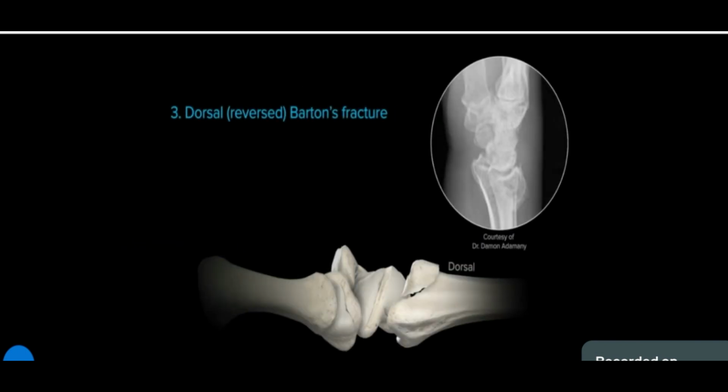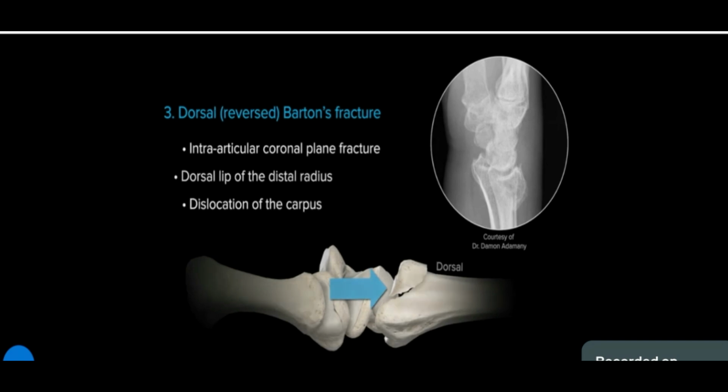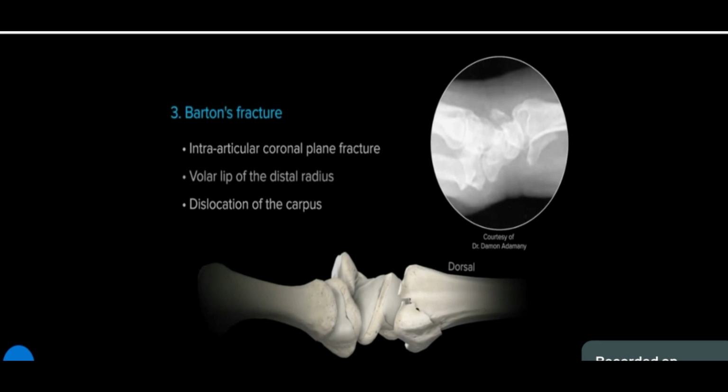The dorsal, or reversed Barton's fracture, is an intra-articular coronal plane fracture of the dorsal lip of the distal radius, with dislocation of the carpus along with the fragment. Barton's fracture occurs with the wrist in palmar flexion and involves the volar lip. Barton's accounts for a small percentage of all fractures.